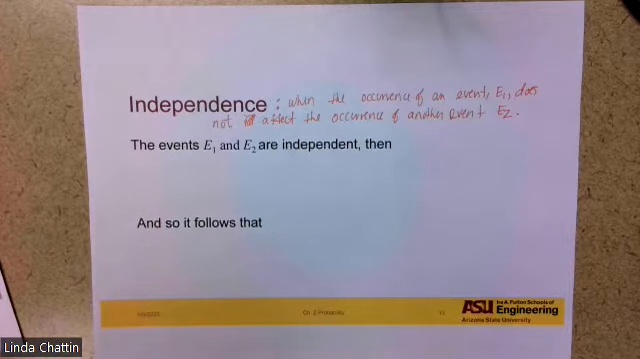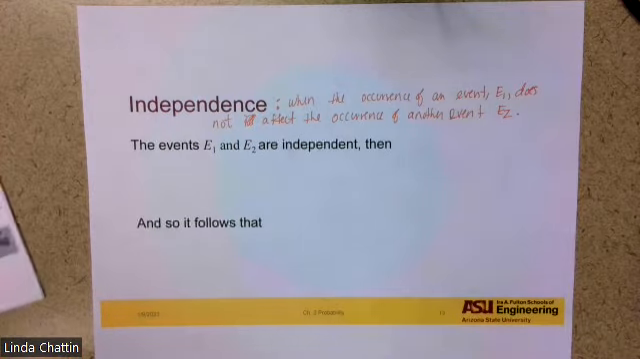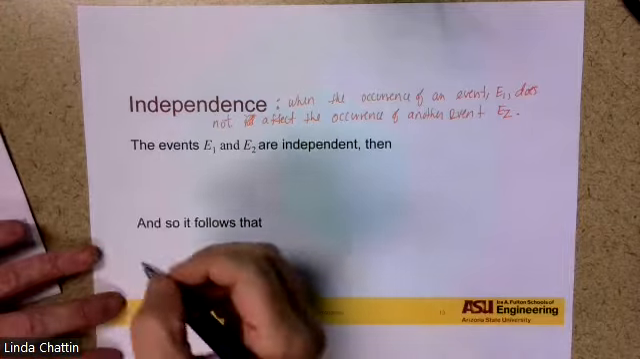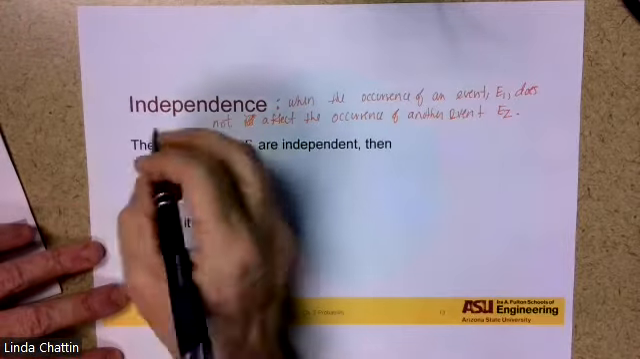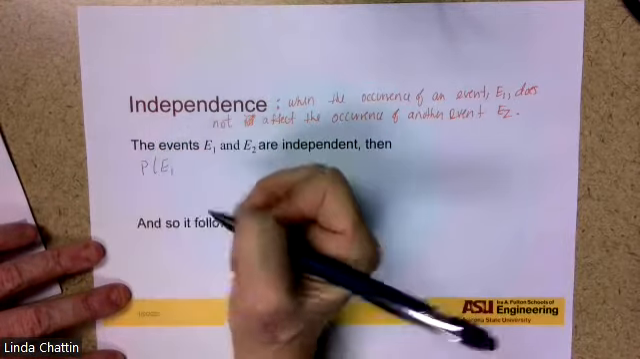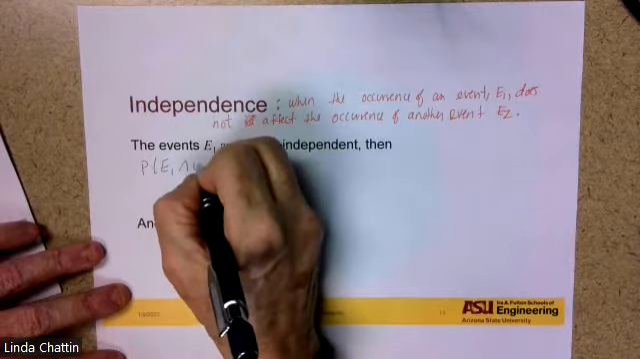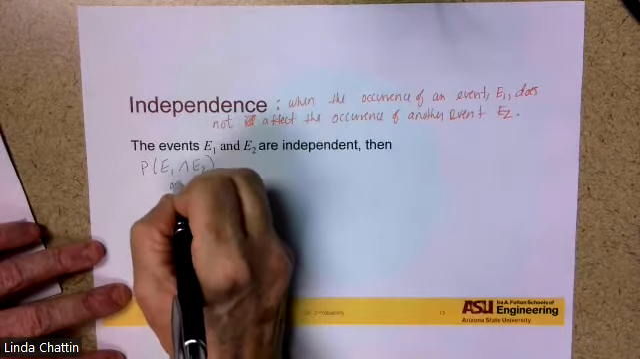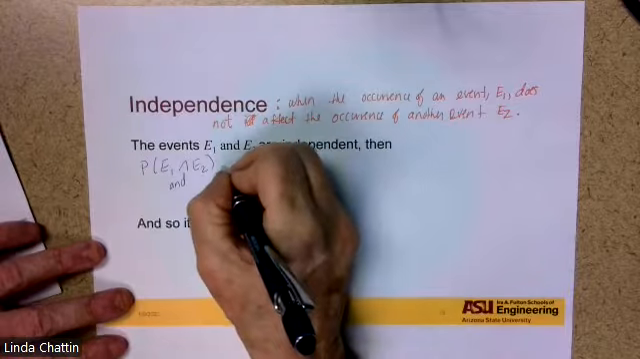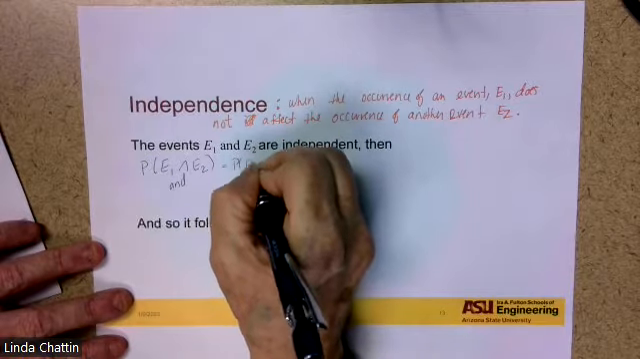So if you're told that two events, E1 and E2, are independent, then we can say that the probability of E1 and E2 occurring at the same time is just the product of each of their probabilities.